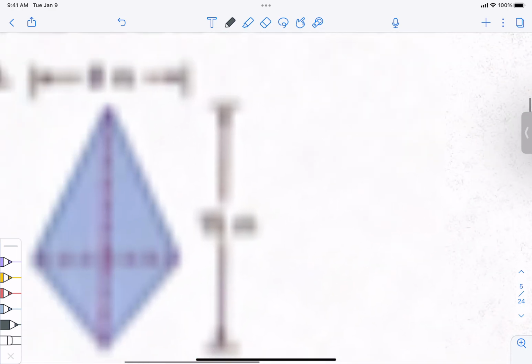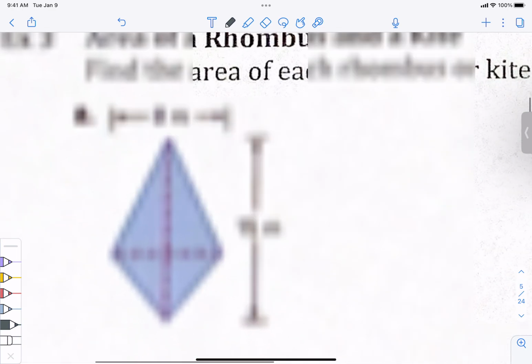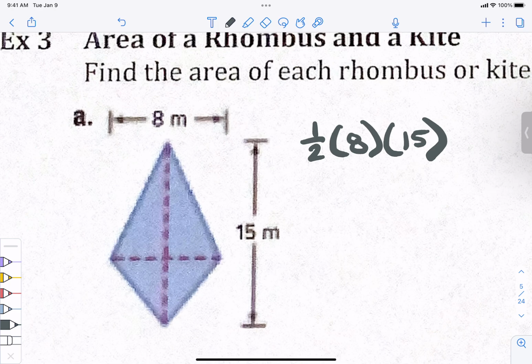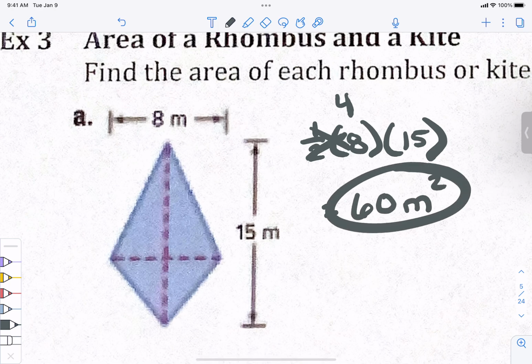Now, if you're looking at this first example right here, which one are you going to take half of? 8, right? I would put 8 in the first spot because half of 8 is easier than half of 15, correct? So half of 8 is 4 times 15. 60 meters squared.